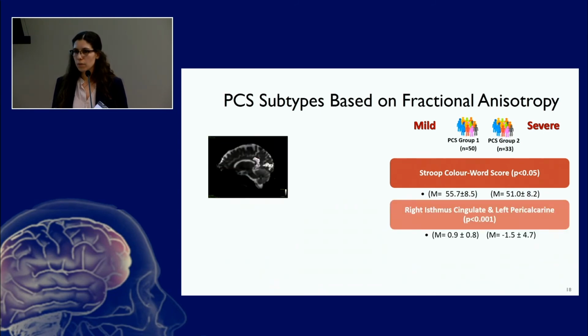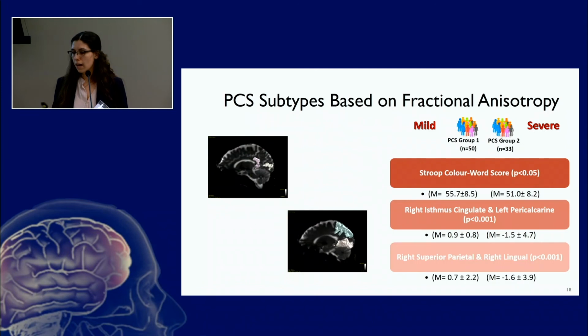The second one was the white matter tracts between right cingulate and left pericalcarine. Again, the integrity was better for the mild group. And the third one is just one of the examples between right parietal and right lingual. The white matter tracts had higher integrity in the mild group.